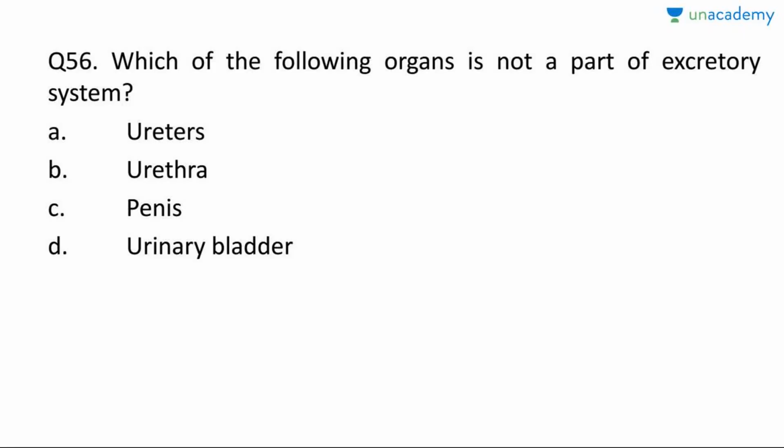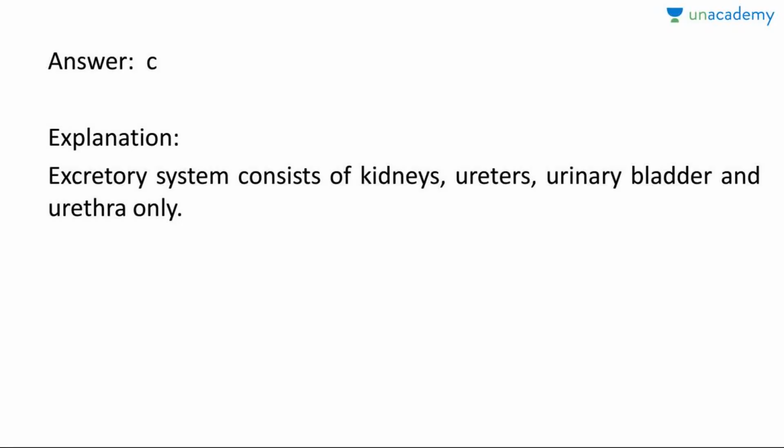Question number 56. Which of the following organs is not a part of the excretory system? So here the answer is C, penis. Ureters, urethra, urinary bladder, all these are part of the excretory system, because it consists of kidneys, ureters, urinary bladder, and urethra only.